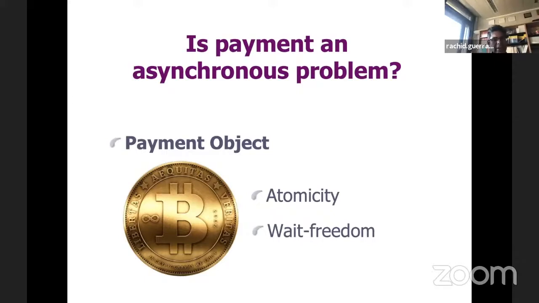If you want to think of the payment object, essentially atomicity tells you you should not have double spending, and wait-freedom tells you whenever you want to send money to somebody, you should be able to do it. The system should be operating. I will explain that.